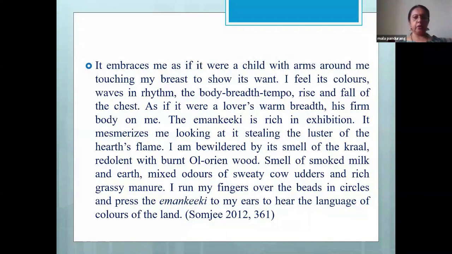And she describes this experience of making the Emankiki. It embraces me as if it were a child with arms around me, touching my breast to show its warmth. I feel its colors, waves in rhythm, the body breath tempo, rise and fall of the chest. As if it were a lover's warm breath, his firm body on me. The Emankiki is rich in exhibition. It mesmerizes me looking at it, stealing the luster of the heart's flame. I am bewildered by its smell of the crowd, redolent with burned olorien wood. Smell of smoked milk and earth, mixed odors of sweaty cow udders and rich grassy manure. I run my fingers over the beads in circles and press the Emankiki to my ears to hear the language of the colors of the land.